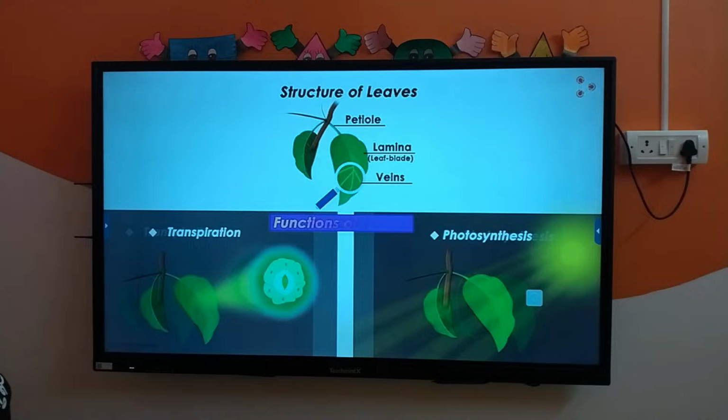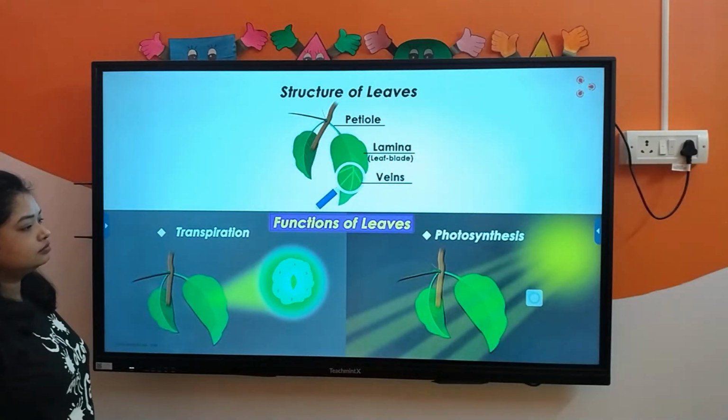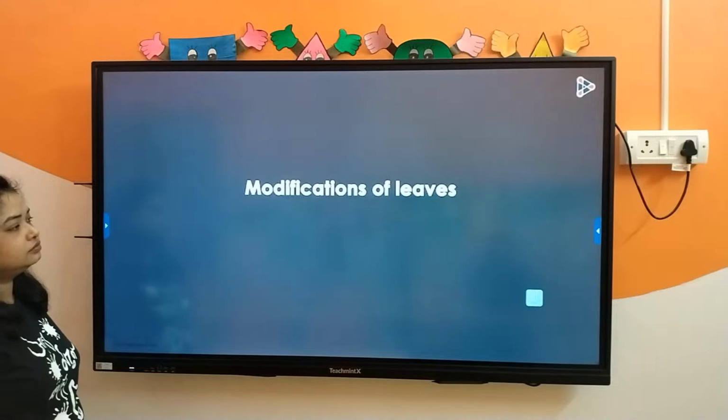In our previous video, we have taken a look at the structure and the functions of leaves. We have learned how leaves are important in a plant body. In this video, let's focus on various modifications of leaves.